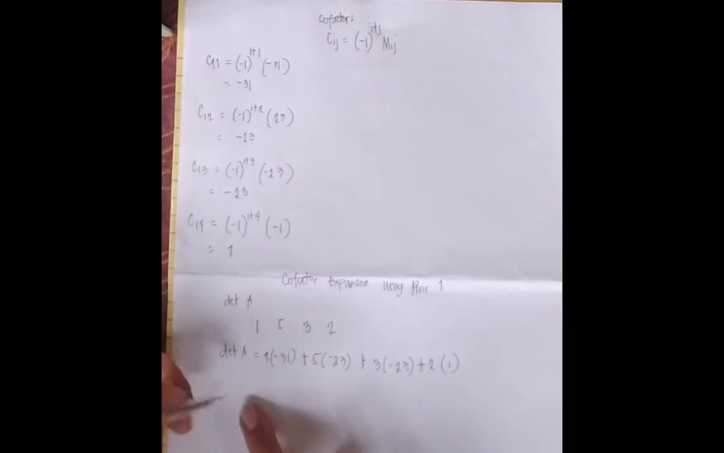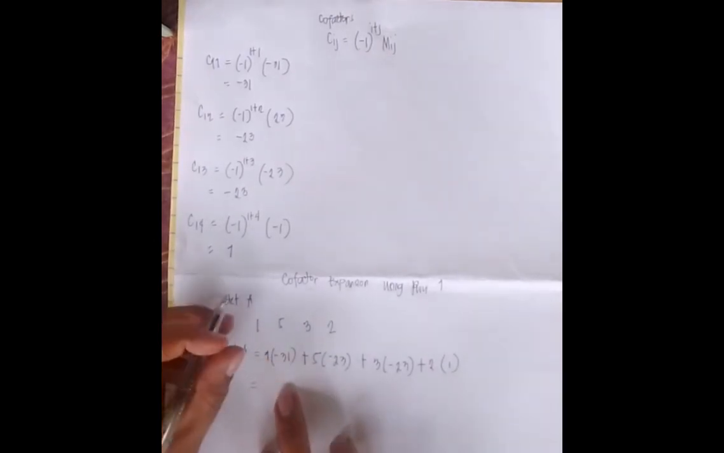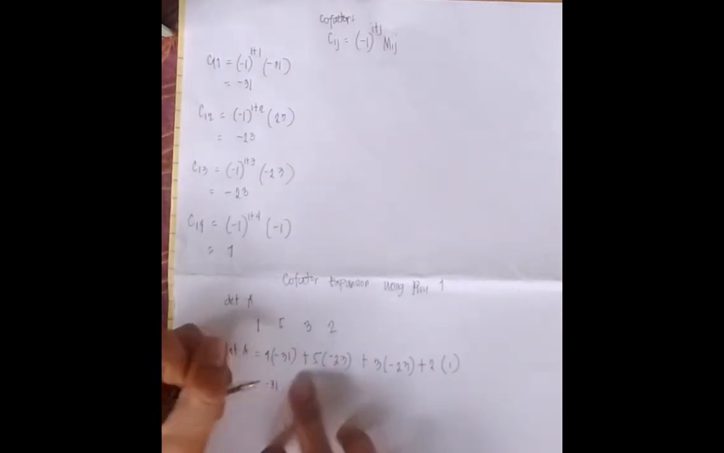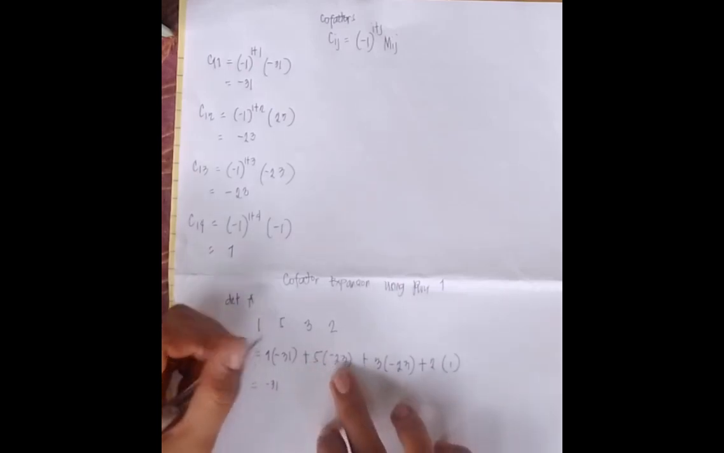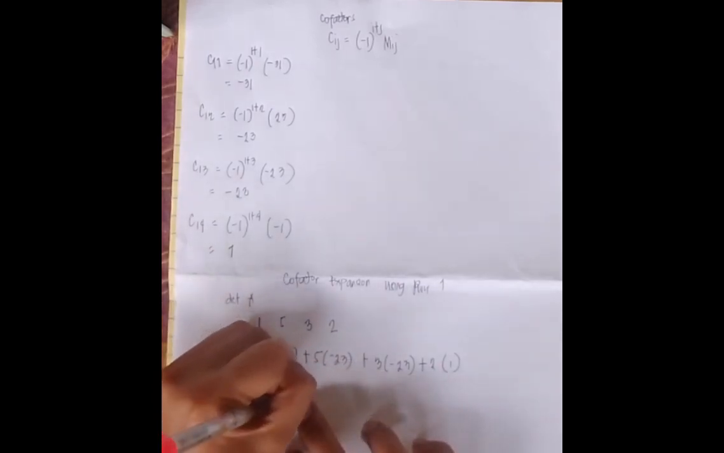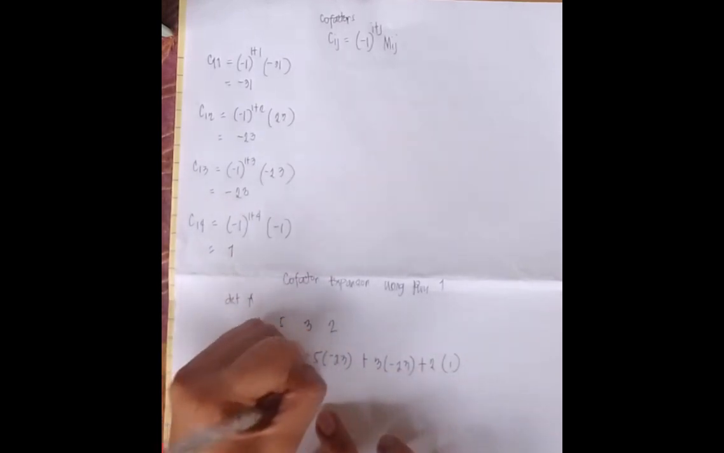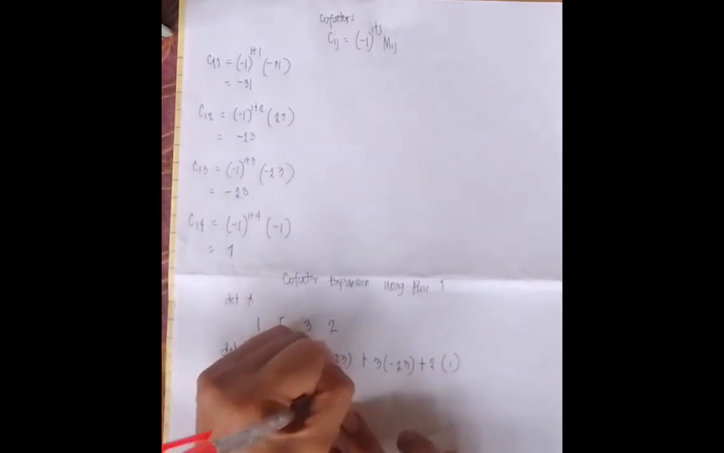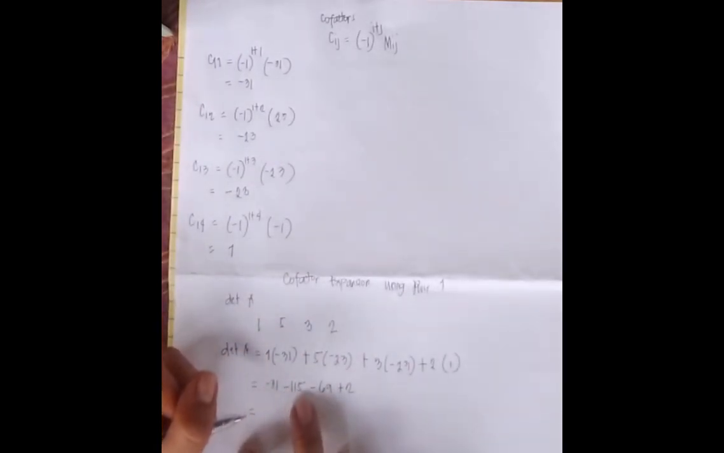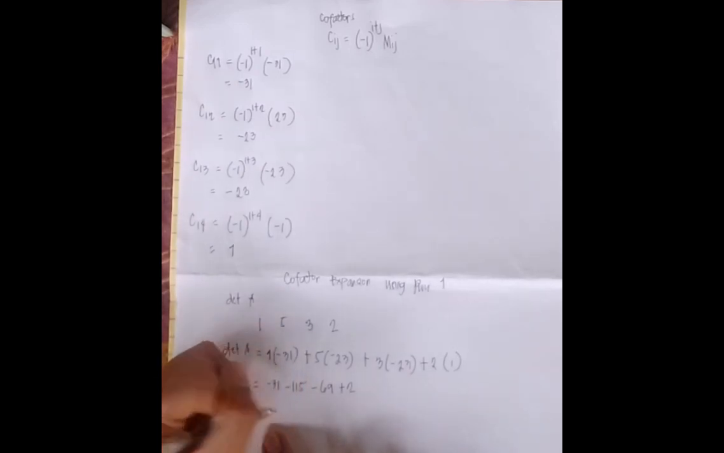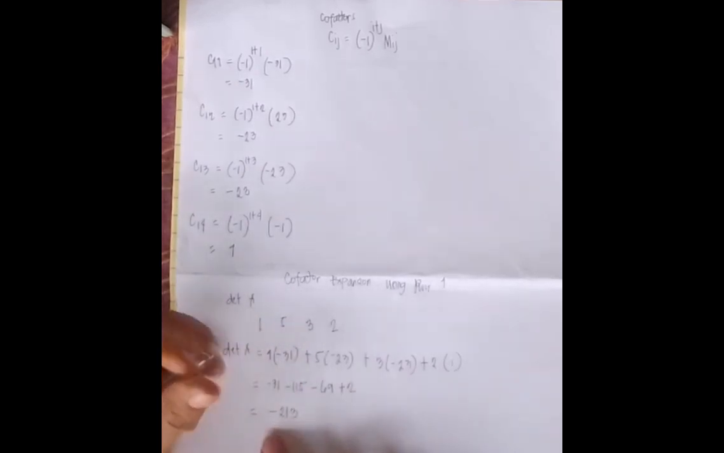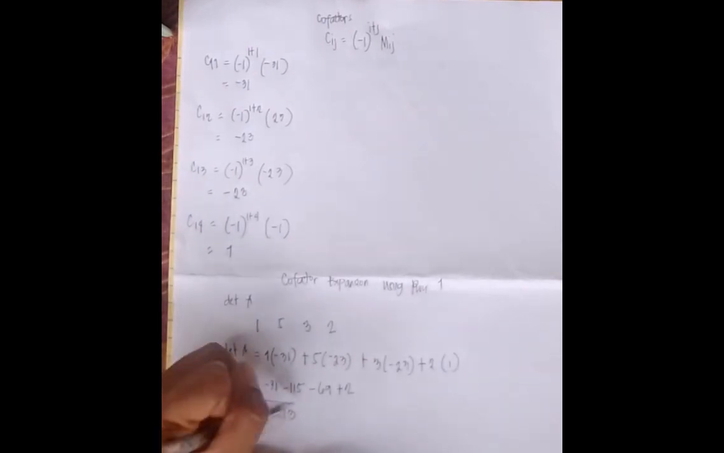Then simplify. 1 times negative 31 is negative 31. 5 times negative 23 is negative 115. 3 times negative 23 is negative 69. Then 2 times 1 is 2. So, negative 31 minus 115 minus 69 plus 2 equals negative 213. So, this is our determinant of A.